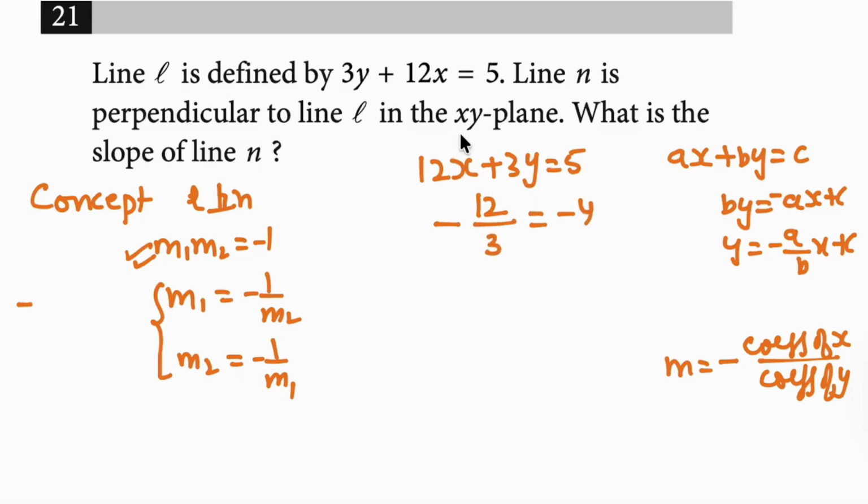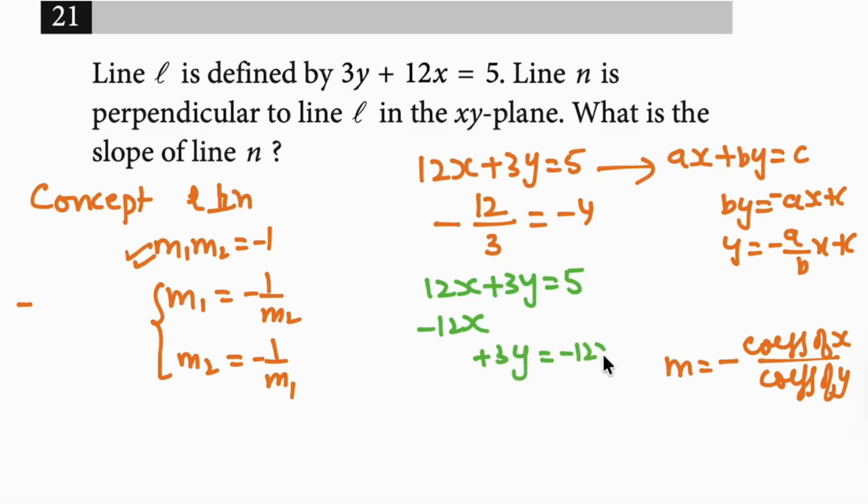So -4 is the slope of the given line. That is the shortcut way, the wonderful pattern way. Now if we do it the proper way, let's convert it into slope intercept form. 12x + 3y = 5. Subtracting 12x on both sides, 3y = -12x + 5, and y = -12/3 x + 5/3. You will find the slope as -4.